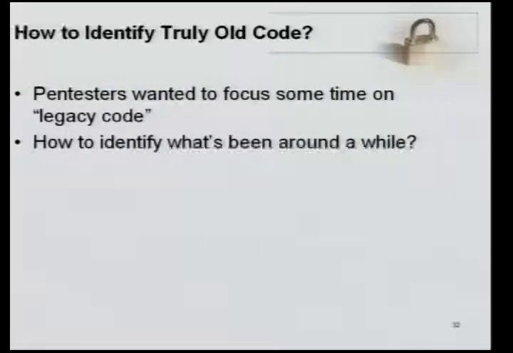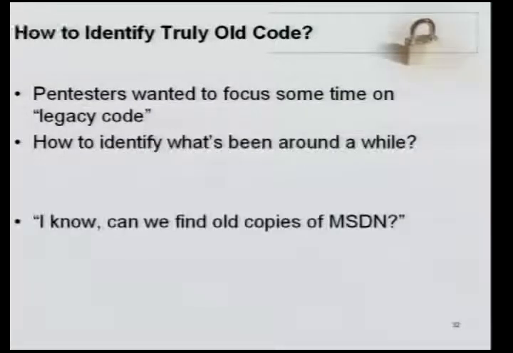A couple of them wanted to really spend their time looking at legacy code in the product. So they said, what are the different ways we can easily identify legacy code in Windows? How do you identify code that's been around? And Chris Padgett or Dan, I can't remember which one, came up with the idea of, if we can find old copies of MSDN, like 10-year-old copies of MSDN, obviously that's really old stuff.